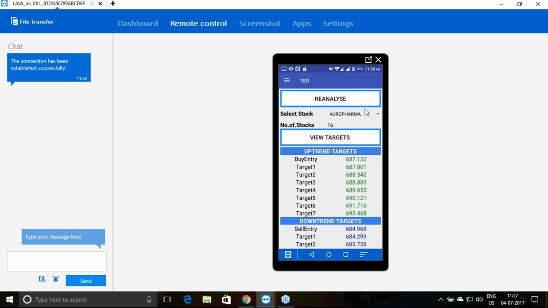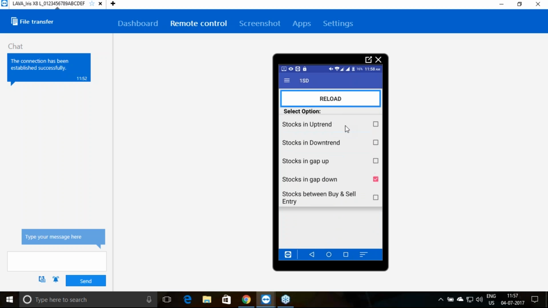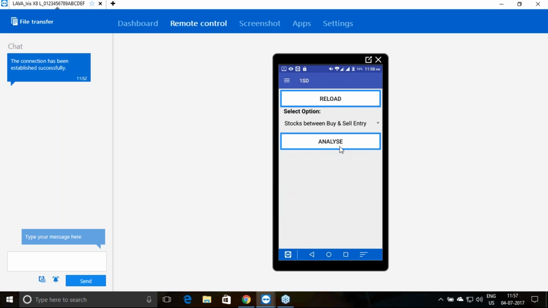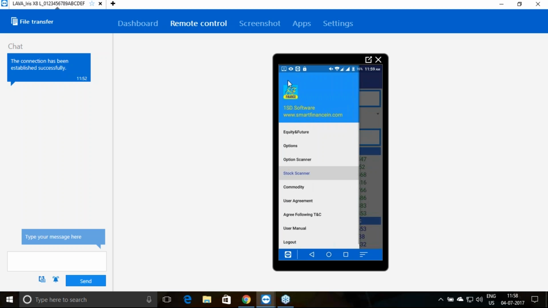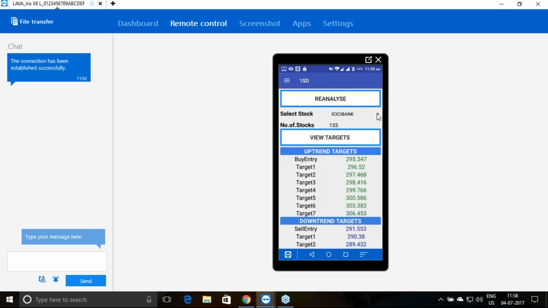We can also get the list of stocks which are between the buy and sell entries. These are the quiet stocks and they have not given any trend breakout. They may give the trend breakout, so their number and names are given here. I can choose any of the stocks and reanalyze their values. So all the stock futures we have grouped based on their uptrend breakout, downtrend breakout, gap up, gap down, and those which have not given anything.